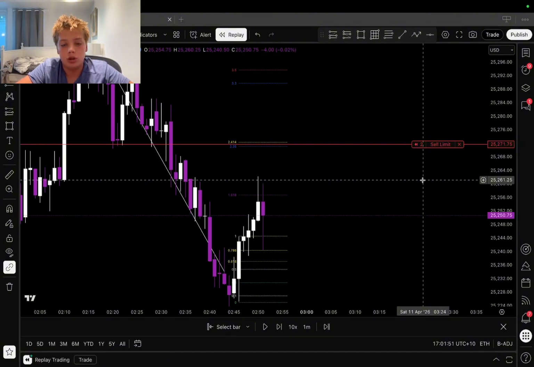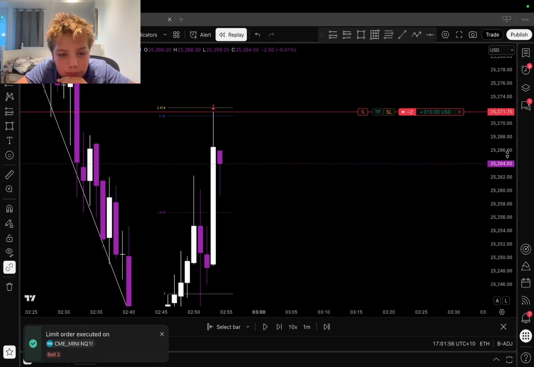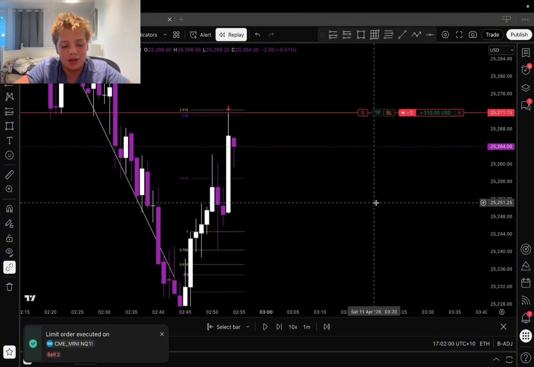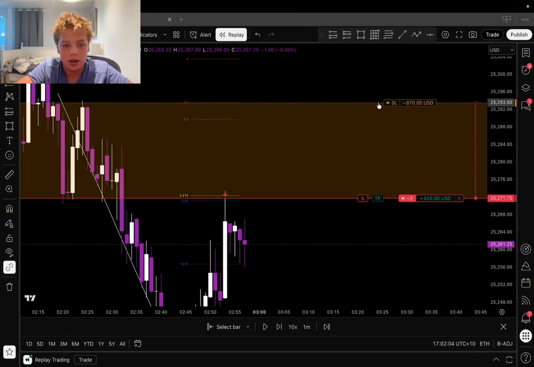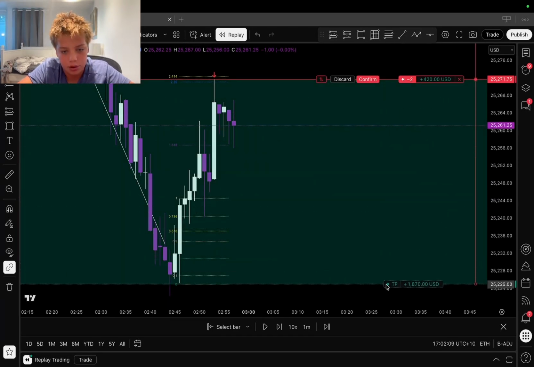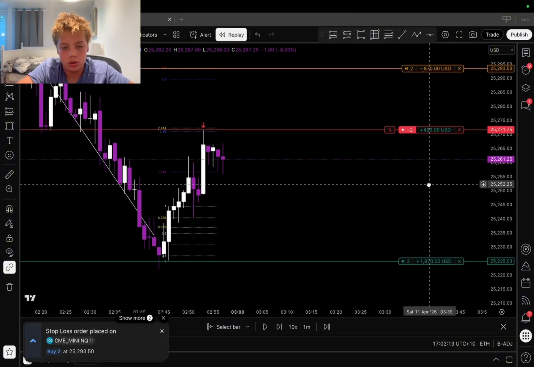So remember, we're looking at the continuation. And then you just let it play out. Then you want to put your stop loss at the 3.5, which is a little bit of a big stop, that's alright. You put your TP at the 0, and then you have a 1 to 2 risk.